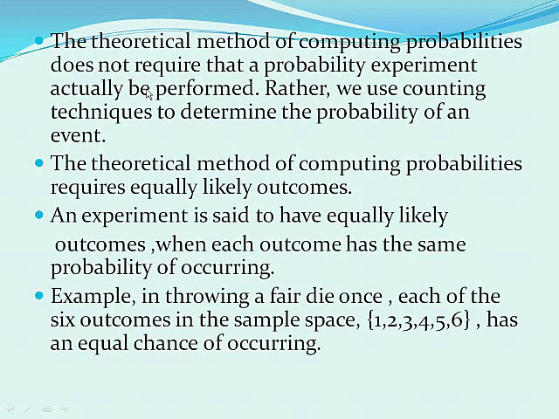Theoretical method of computing probabilities does not require that a probability experiment actually be performed. Rather, we use counting techniques to determine the probability of an event. The theoretical method of computing probabilities requires equally likely outcomes. An experiment is said to have equally likely outcomes when each outcome has the same probability of occurring. For example, in throwing a fair die once, each of the 6 outcomes in the sample space, namely 1, 2, 3, 4, 5, 6, has an equal chance of occurring.